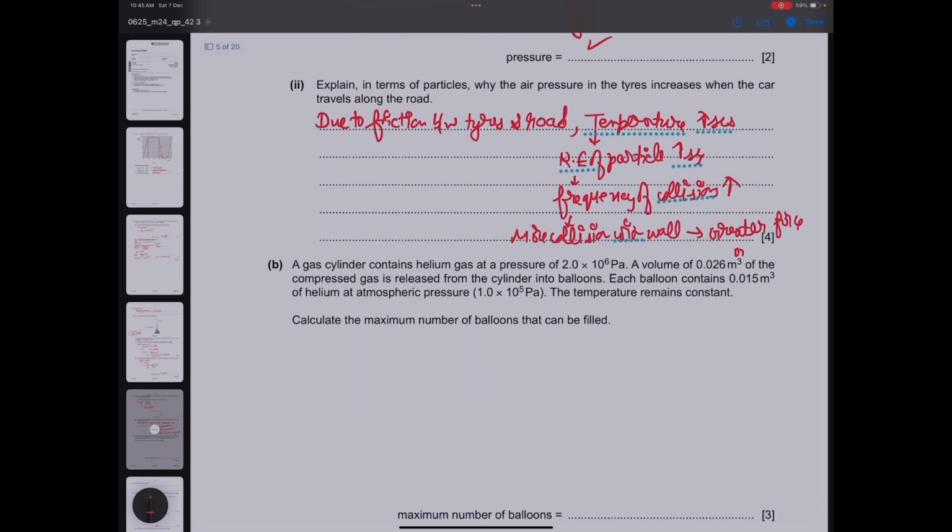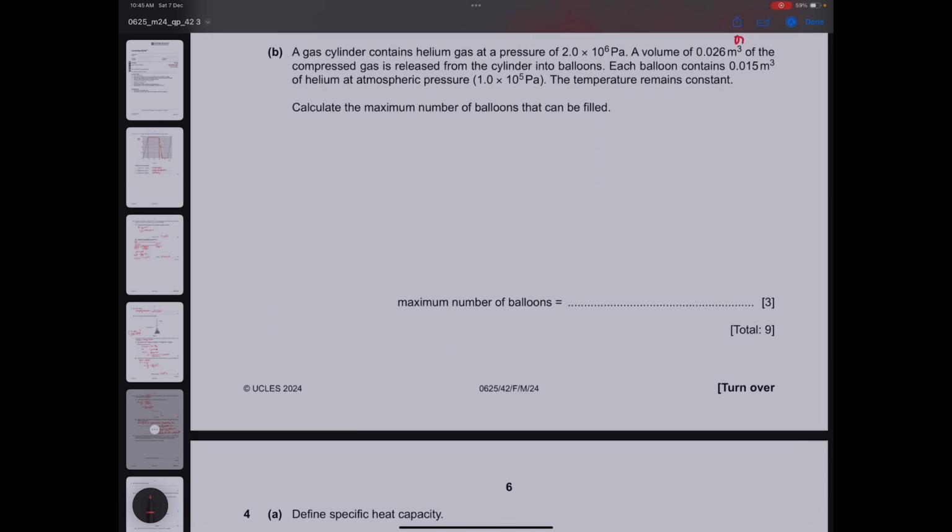All right. Now, a gas cylinder contains helium gas at a pressure of this much, a volume this much. It is compressed, and gas is released from the cylinder into the balloons. Each balloon contains this much volume. All right. Which formula should we apply here? Oh, temperature is constant here. Now, keep this in mind. Whenever they mention temperature is constant, it has something to do with pressure and volume. So, we apply Boyle's law. It says that PV is equal to constant. So, we can say P1 V1 is equal to P2 V2.